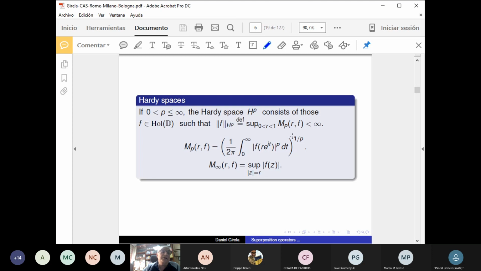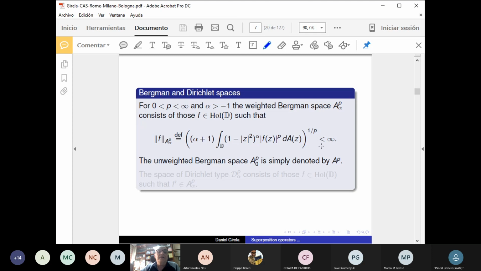We are going to work also with Bergman spaces and Dirichlet spaces. If we have P bigger than 0 and alpha bigger than -1, the Bergman space AP alpha is the set of analytic functions in the disk which are in LP of the disk with respect to the weight (1 minus |z|^2) to the alpha dA(z), where this is the area measure in the disk. When alpha equals 0, we simply denote this by AP. So these are the standard weighted Bergman spaces we are going to consider. And the Dirichlet spaces DP alpha are the set of analytic functions in the disk such that the derivative is in AP alpha. So these are more or less the classical spaces we are going to consider.